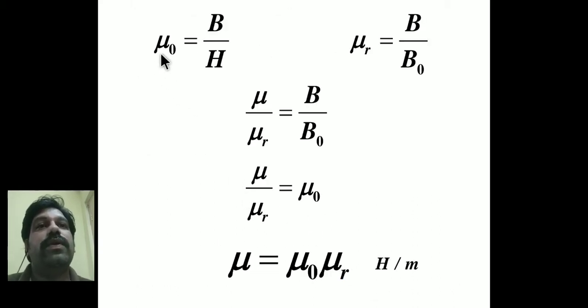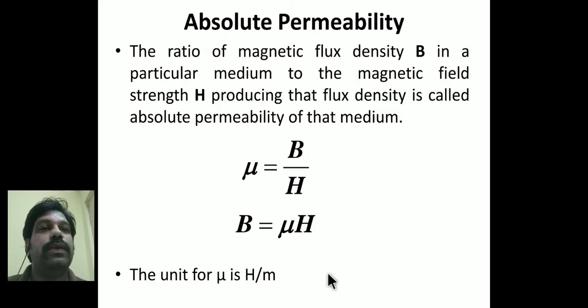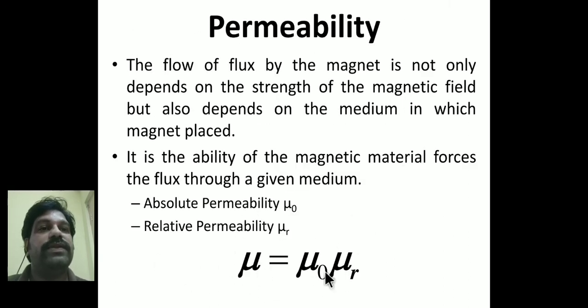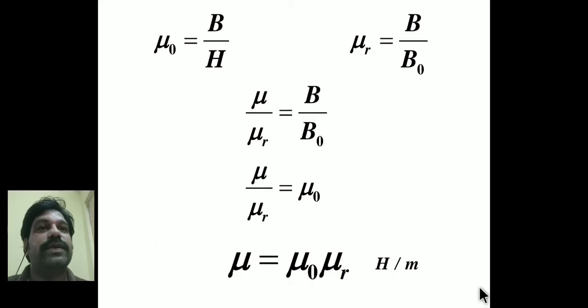So we know that mu naught is equal to B by H, and also mu r is equal to B by B naught. Therefore, if you take the ratio mu by mu r, we get B by H, which is mu naught. So mu is equal to mu naught into mu r. The unit is Henry per meter. This is a very important relation, which we already defined previously. The derivation is mentioned here: from the two expressions, mu naught is equal to B by H and mu r is equal to B by B naught, we derive mu is equal to mu naught into mu r, and the unit for mu is Henry per meter.